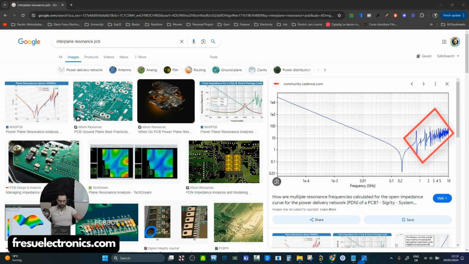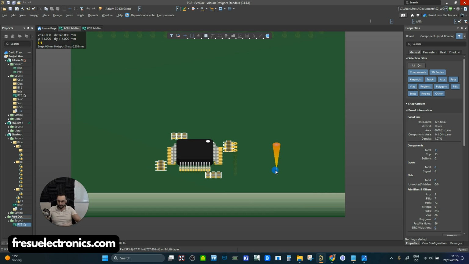So really, it will be a combination of low ESR capacitors placed all over and as close as possible to the IC, and a little bit higher ESR capacitors spread around the board to reach the target impedance, but also to dampen the resonant frequencies of the power and return reference plane.